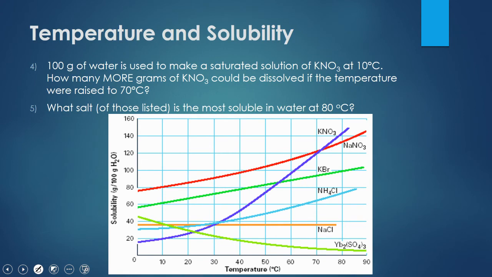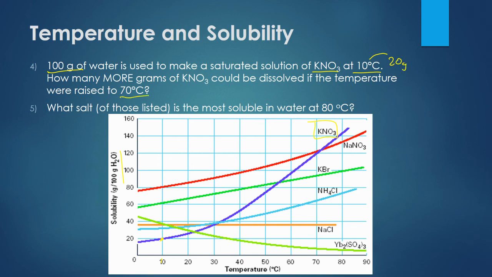Number 4 is asking us: 100 grams of water is used to make a saturated solution of KNO3 at 10 degrees Celsius. How many more grams of KNO3 could be dissolved if the temperature is raised to 70 degrees? Again, we're going to take a look. It's saying 100 grams of water, so we won't have to multiply by any values. It's telling us to start with the curve for KNO3. So we're looking at this blue curve again, and we're going to start at 10 degrees. At 10 degrees, it's at 20 grams.